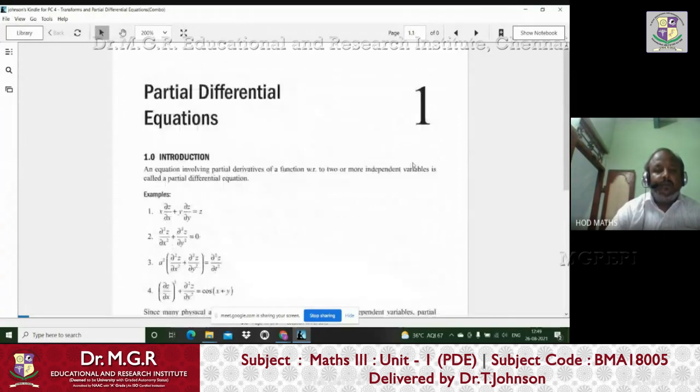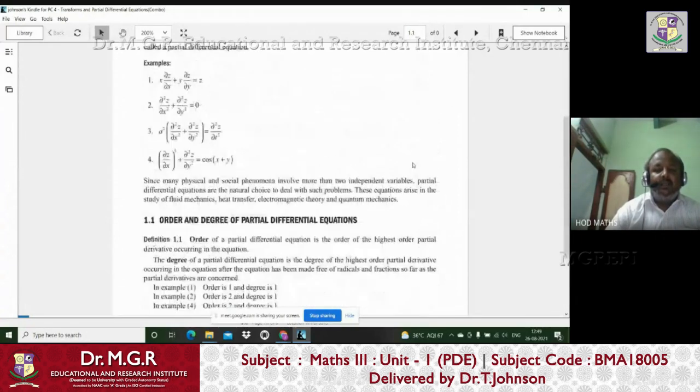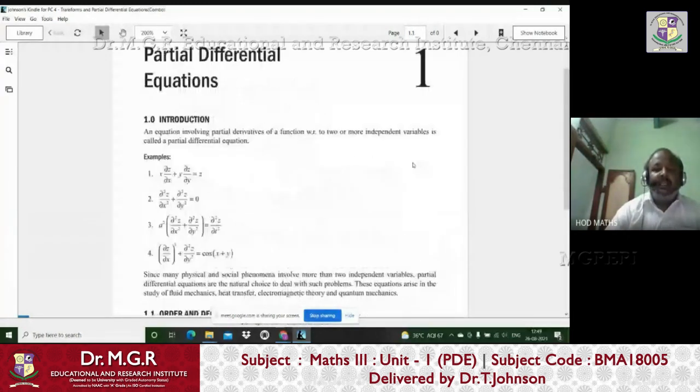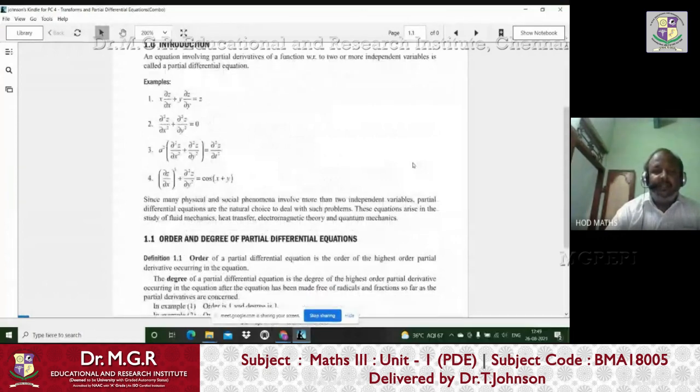There are some other terms as well. They call it a linear equation. That is, a first order equation is also called a linear equation. I will explain that also.